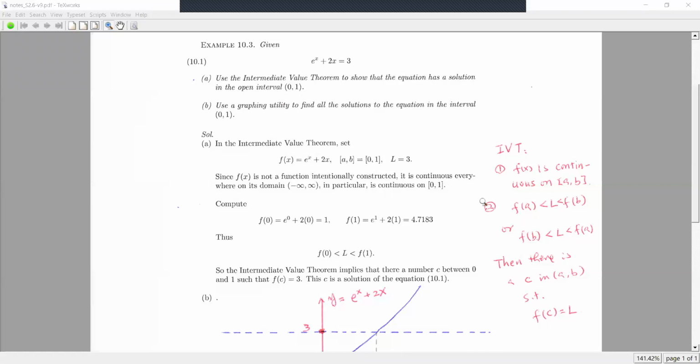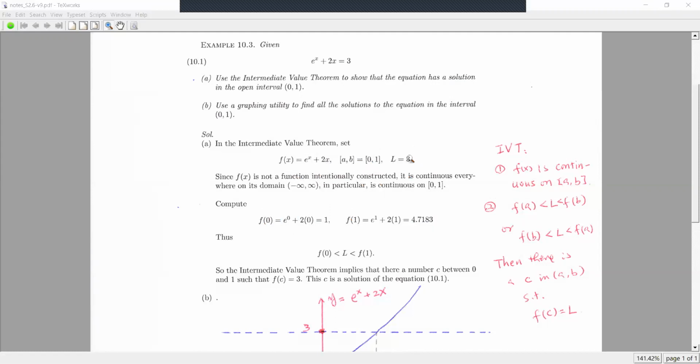Now, have a check with the second condition. I want to see whether or not L is between the function values at the two endpoints of this interval. Compute function value at the left endpoint. A now is 0. Plug in 0 for x, then we get the function value is 1. Function value at the right endpoint. Plug in 1 for x, then the function value at the right endpoint is 4.7183.